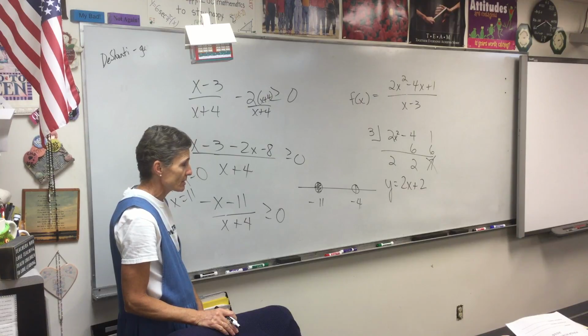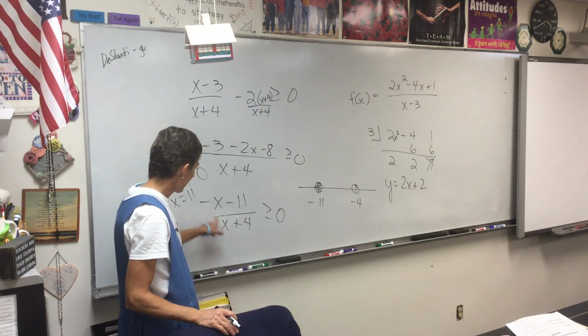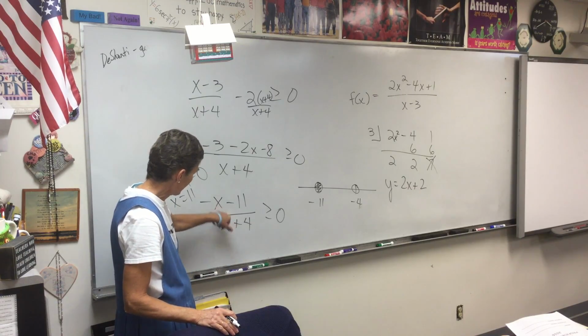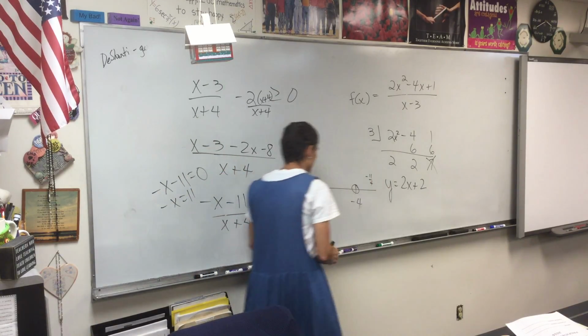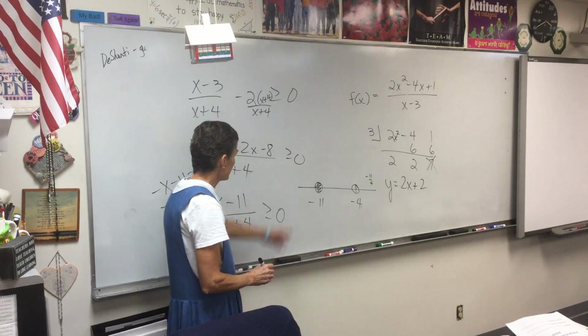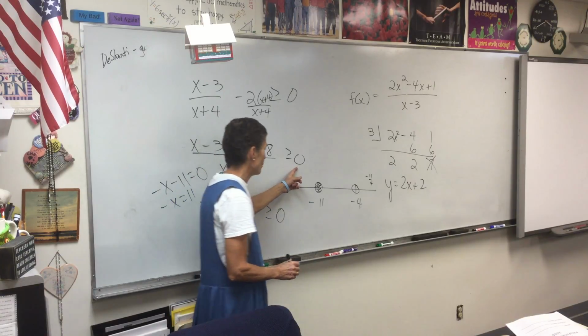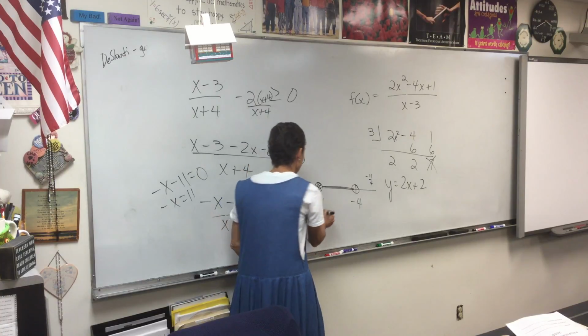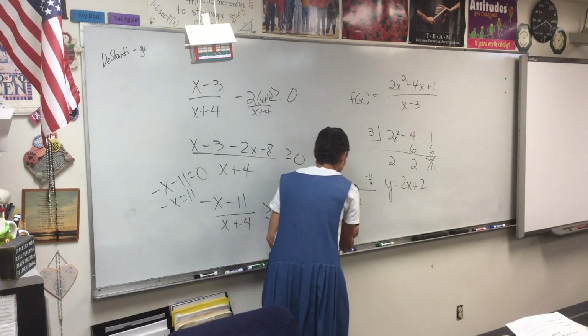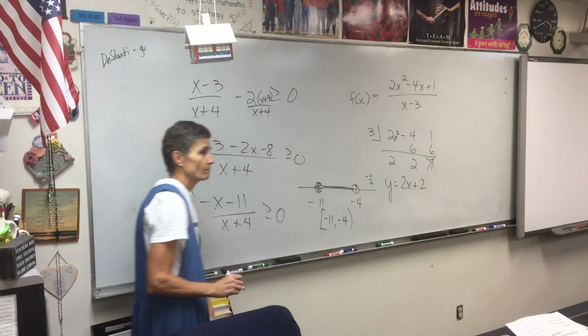Can I try 0 this time? Yes. So when I put 0 in, I get negative 11 over 4. That's what I get when I put in 0. Is that what I wanted? Nope. So that didn't work, and this one did, and that one doesn't. So my answer is negative 11 to negative 4.